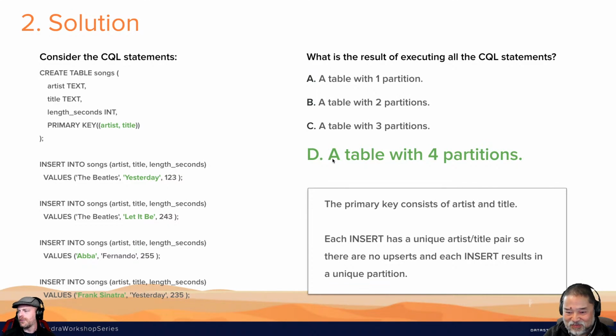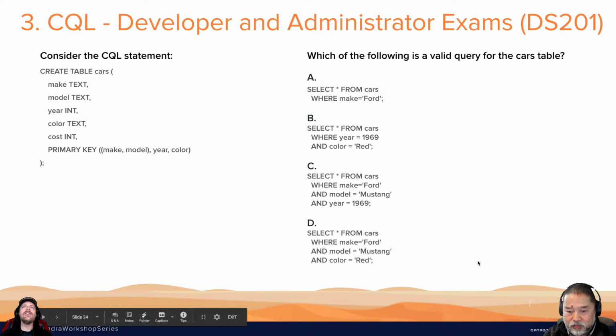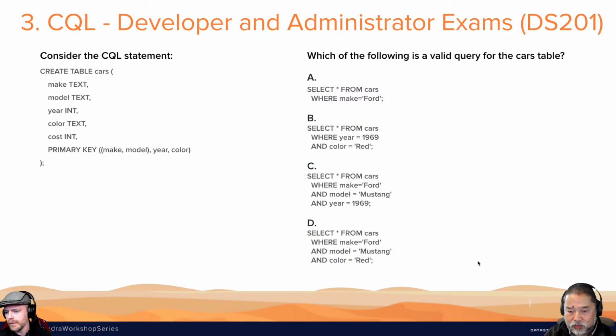All right, let's go to question 3. We're moving to question 3 now. Okay, so consider the CQL statement here. Which of the following is a valid query for the cars table? And your quiz in Menti should be counting down here. There you go.